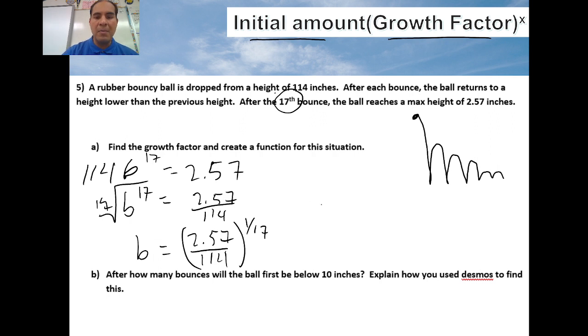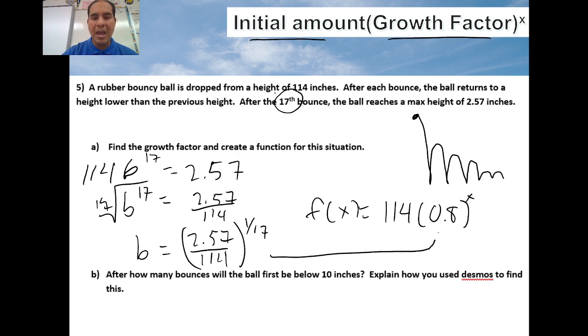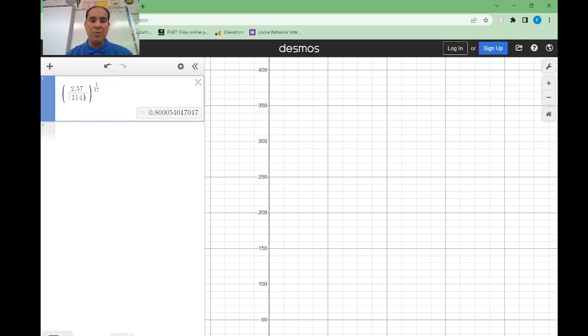So the function is going to be f of x is equal to the initial height, which is 114 times 0.8 to the power of x. That number is the 0.8 there. So now that we have the function, we can now answer the question, how many bounces will it take for the ball to be below 10 inches? Go to Desmos to find that.